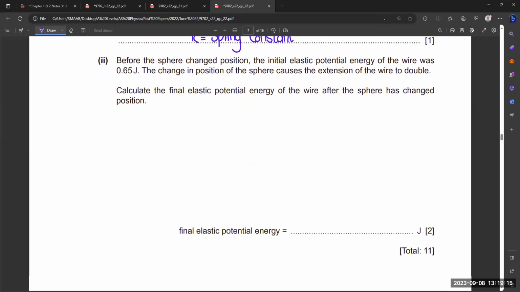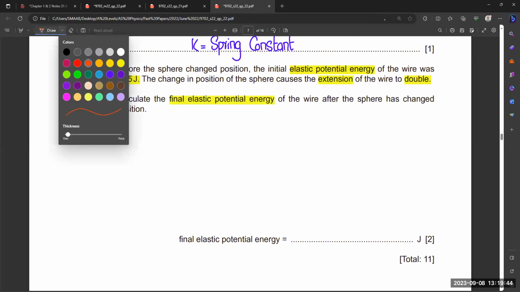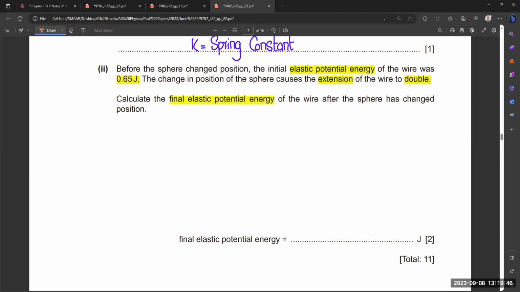And the final part is: before the sphere changes position, the initial elastic potential energy is 0.65. The change in position of the sphere causes the extension of the wire to double. So the extension is actually doubled. And the final elastic potential energy we have to calculate after the sphere has changed position. So we can use the half mv square in this. Energy equals half mv square.